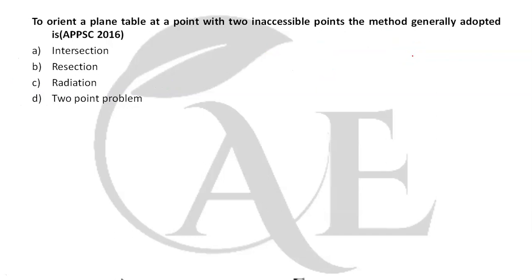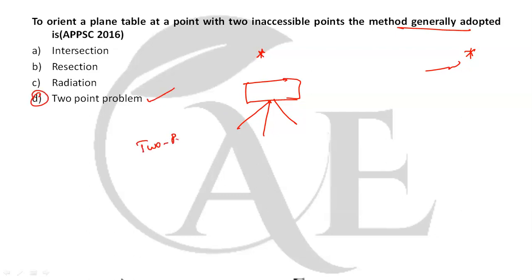Next question. To orient a plane table at a point with 2 inaccessible points, the method generally adopted. To measure inaccessible points, where you do not know where the point is, you can use the method of 2-point problem. You can study it in your intermediate surveying chapter, 2-point problem, 3-point problem. So here you can use the 2-point problem method.